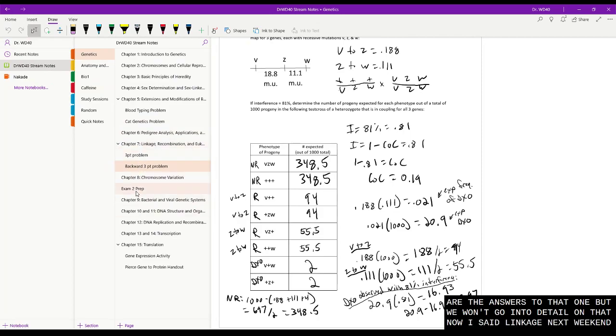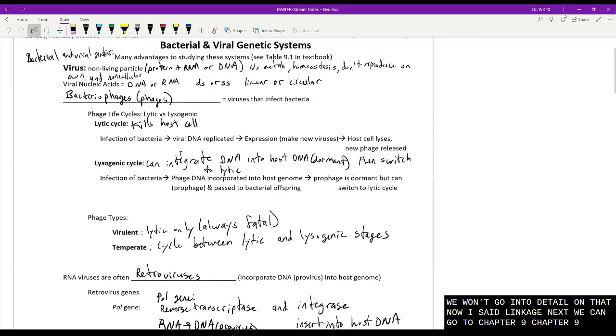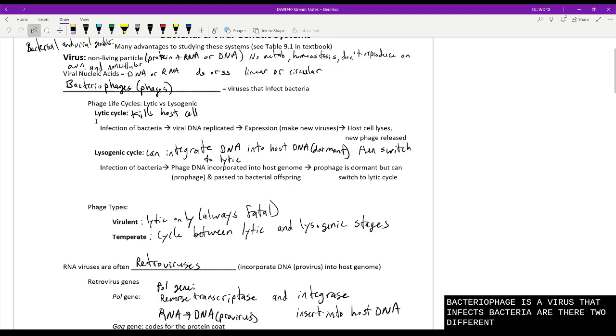Next, we can go to Chapter 9, bacterial and viral genetic systems. In this one, we just talked about the differences between bacteria and viruses. Remember, we know what a virus is, the non-living particle. A bacteriophage is a virus that infects bacteria. There are the two different cycles, the lytic cycle and the lysogenic cycle, so understand the differences between those two cycles.